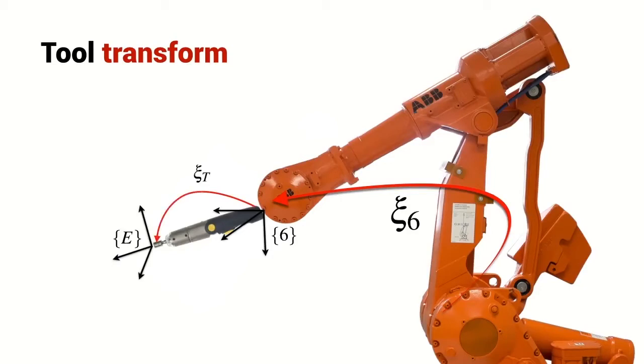With some careful measurement we could determine a relative pose from frame 6 to frame E, and this would be a constant relative pose. So now the pose of the end effector with respect to the world coordinate frame can be written by this set of compounded poses. It's the base transform compounded with the kinematic model of the arm compounded with the constant tool transform from the mounting point to the business end of the tool.